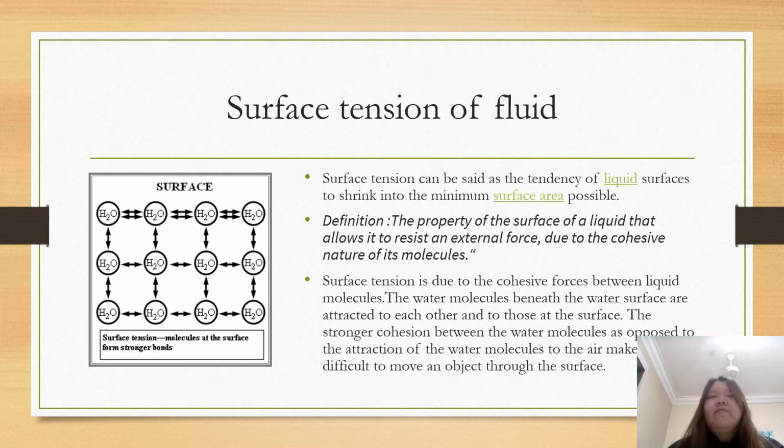How does surface tension of fluid occur? Surface tension is due to the cohesive forces between liquid molecules. The water molecules beneath the water surface are attracted to each other and to those at the surface. The stronger cohesion between the water molecules, as opposed to the attraction of the water molecules to the air, makes it difficult to move an object through the surface.